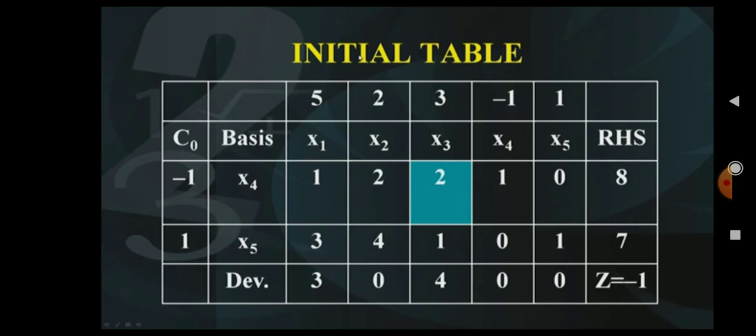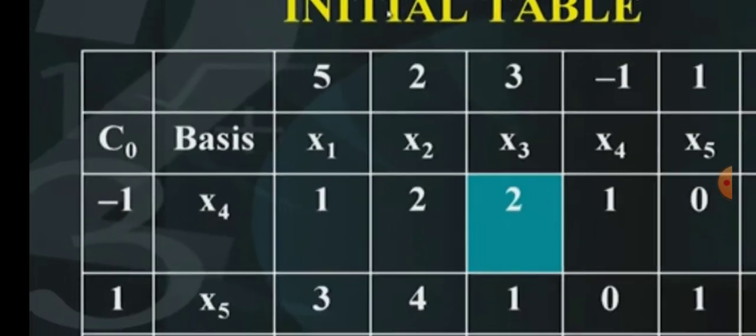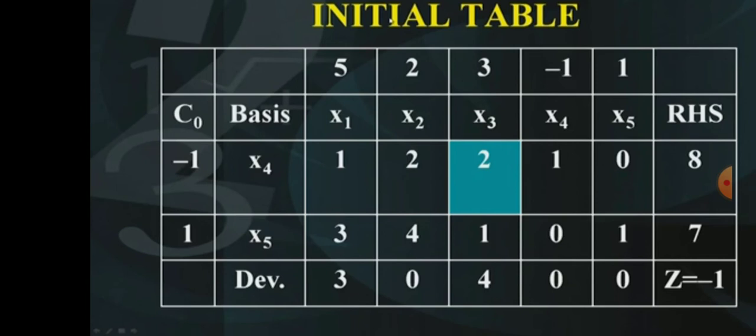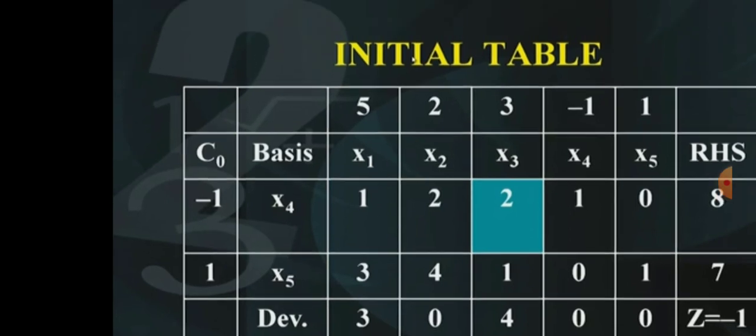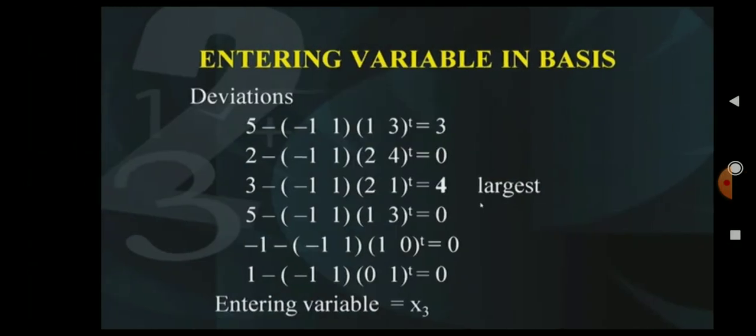And what is the deviation? So the deviation is 5 minus, you can check here the first column, 5 minus -1 into 1 and -1 into 3, that is 6 minus 3, which is 3. And for the second case, 2 minus of -1 into 2, that is 4, and minus of 4, that is equal to 0. Similarly the other calculations are shown here, and you will find the deviations.